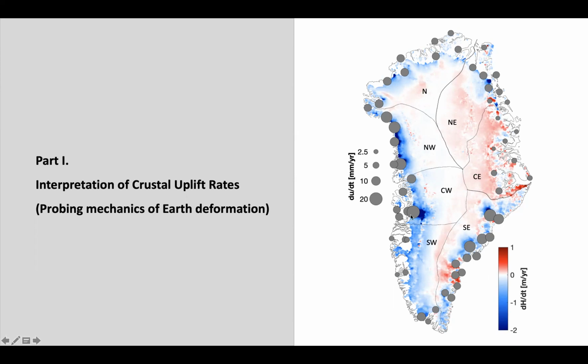The circles here show the measured uplift rates, and the bigger the circles, the larger the uplift rates. The background map shows a CryoSat-2 based high resolution ice thinning map. You can see a pretty much one-to-one correspondence between the two data sets. In the region where we have seen a significant amount of thinning, for example in here, it's the same region where we have also seen a significant amount of bedrock uplift.